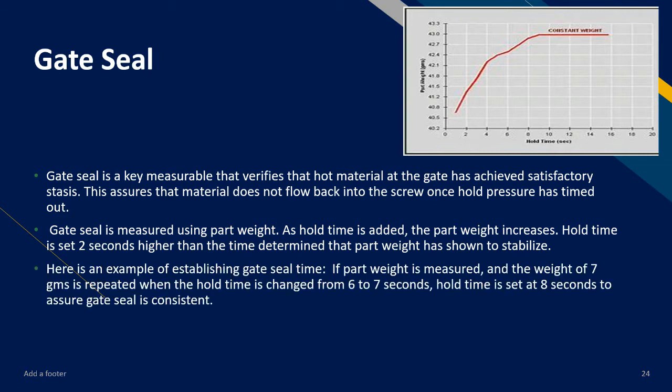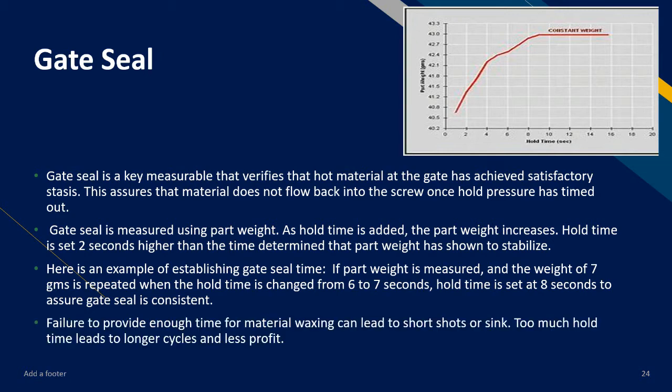So one example of this would be if a part weight is measured and the weight of 7 grams is repeated when the hold time changes from 6 to 7 seconds, then hold time is set at 8 seconds to assure gate seal is consistent. Failure to provide enough time for material waxing can lead to short shots or sink. Too much hold time leads to longer cycles and less profit.